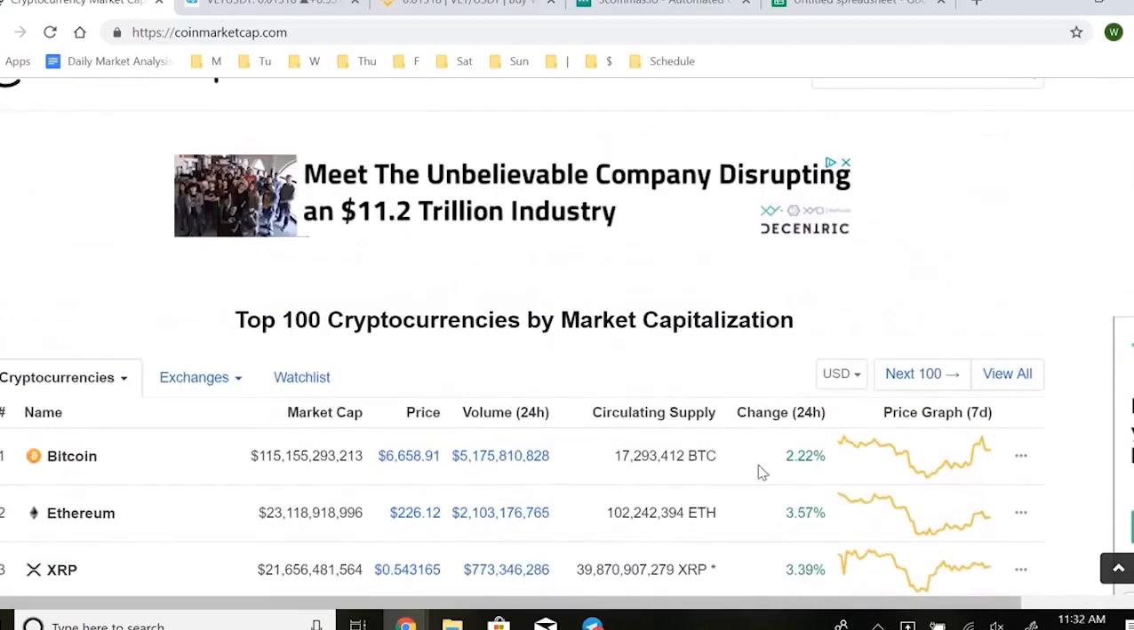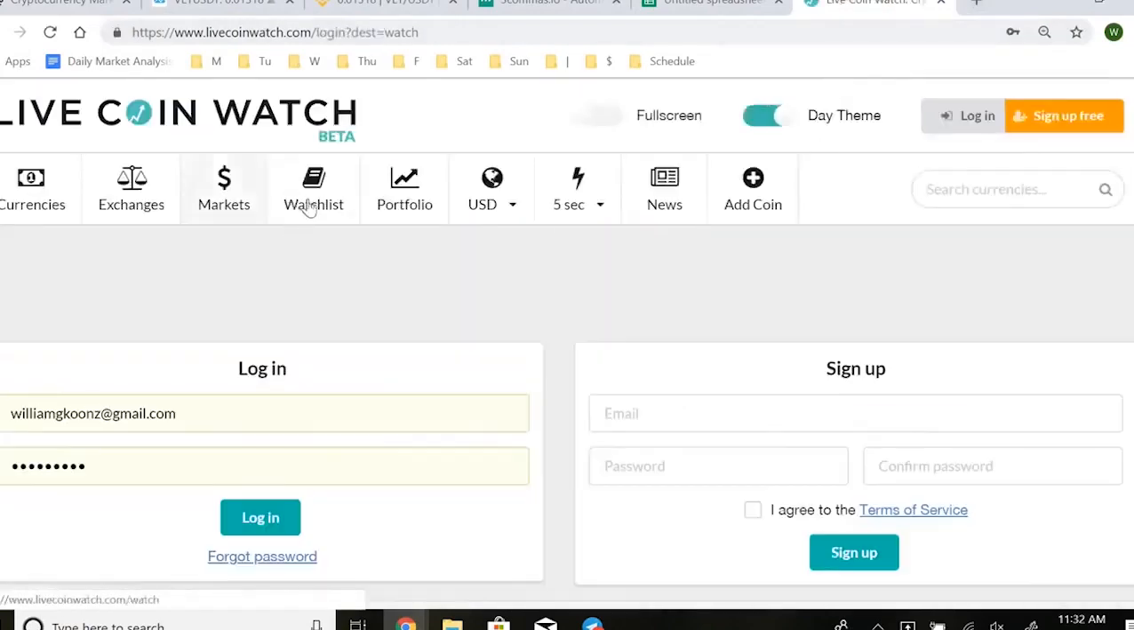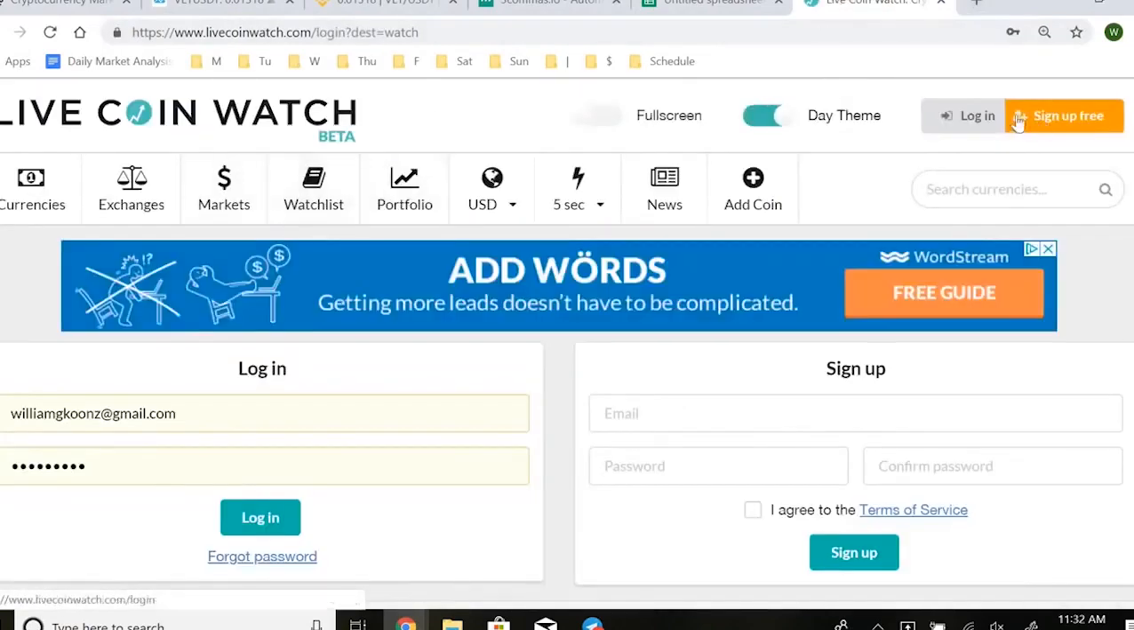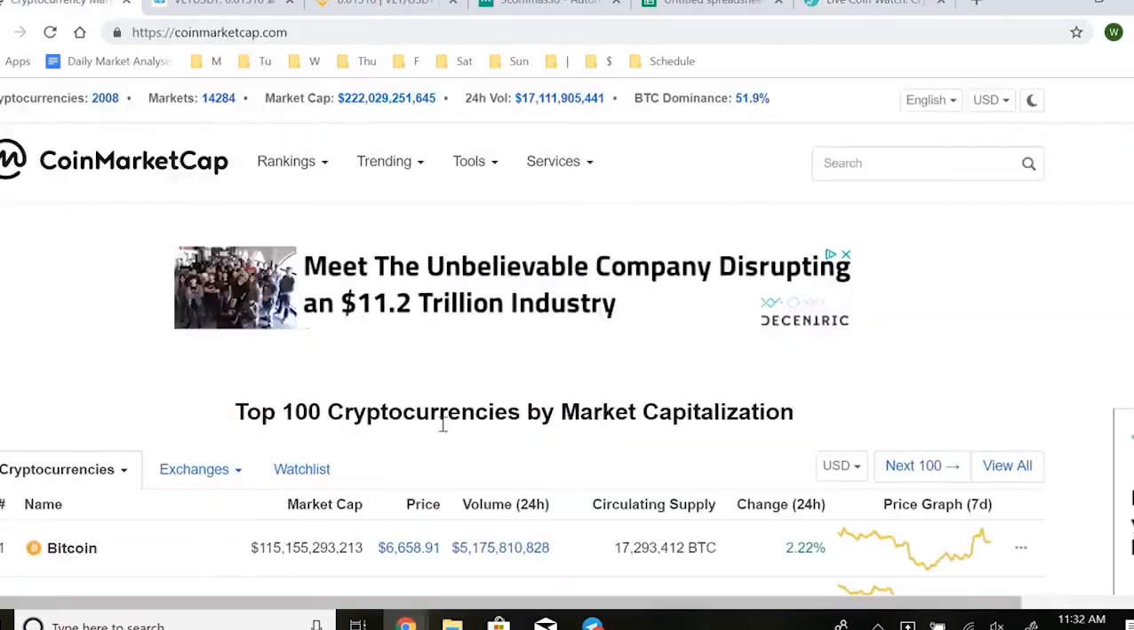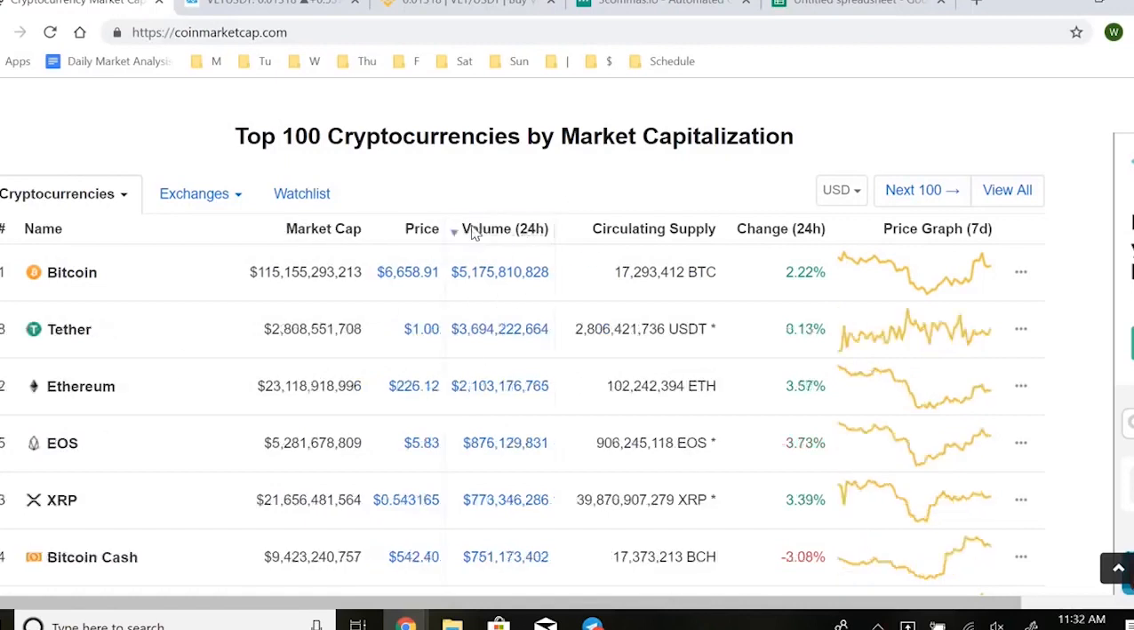Now that we've done that, what you want to do is go ahead and make a watch list. You can either do this on CoinMarketCap or on Live Coin Watch. This is the website I use for my watch list. What you're going to be doing is sorting by volume every day. I'm not going to show you my watch list because that's for my private group, but every day for your watch list, you want to sort by volume. We discussed this in the first video, and I'm not going to repeat the reasons why.